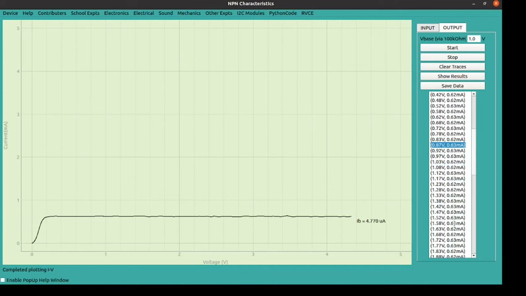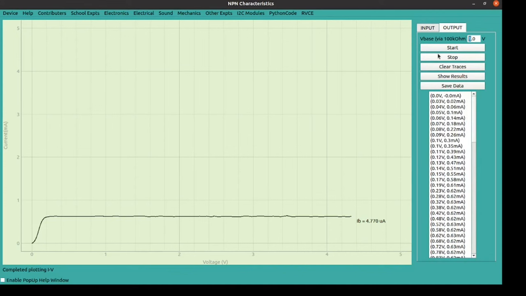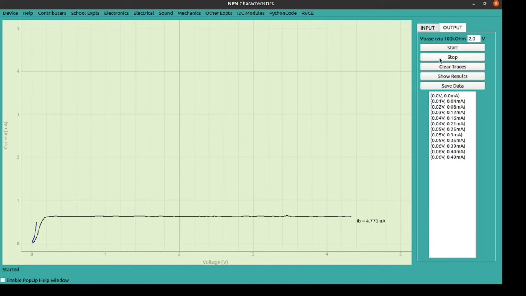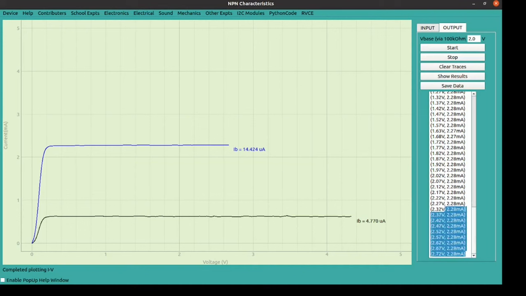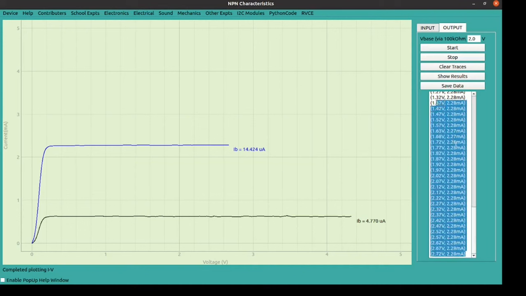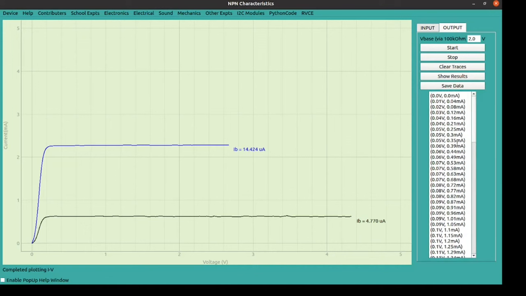Now for the second trial, the value of V base has to be set to 2 volt, and the corresponding IC versus VCE has to be recorded. So it gives the constant IB value. For that constant IB value, the corresponding IC2 value. So for this IB2 value, the corresponding IC2 value has to be recorded.